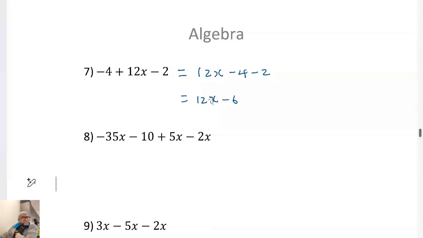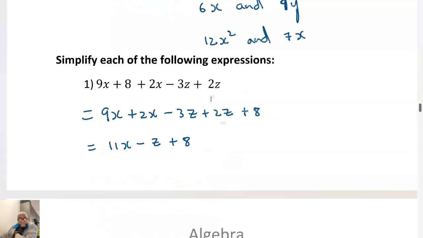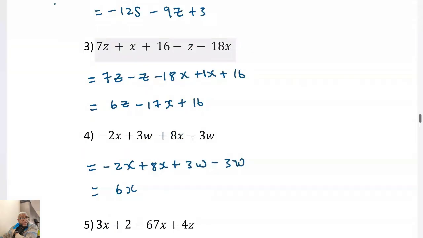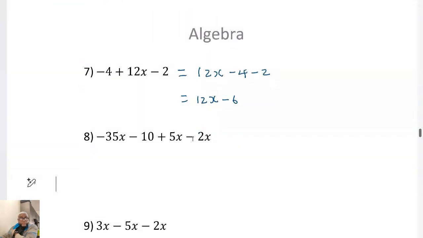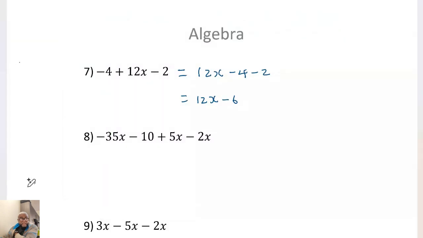I mean, this is to simplify. We're not solving here. The instruction for this one is to simplify each of the following expressions, not solve. All right? Say that again. No, you're not dividing anything. You cannot add or subtract unlike terms. This is 12x minus 6. You can't do anything further here. This is just to simplify. Understand the difference in the instructions, right? This one is just to simplify.